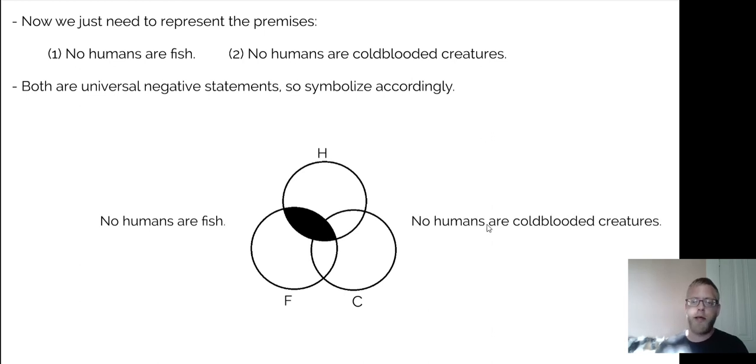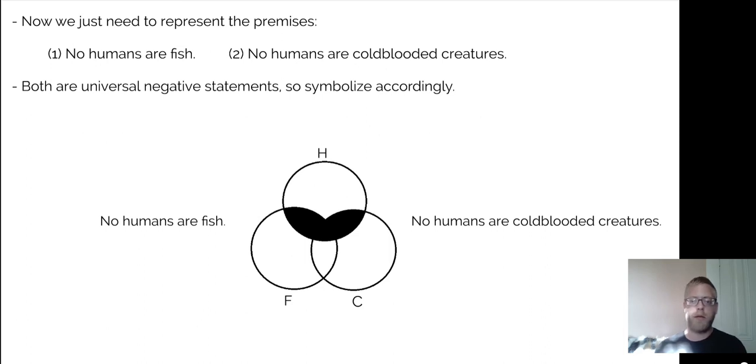Do the same thing for no humans or cold-blooded creatures. So we're looking at H and C. We're looking at these two circles, and we're saying no members of this category are members of this category right here. So we want to do the same thing to say there's no overlap between the two. And this is what we end up with.